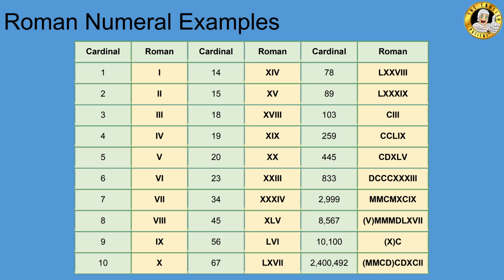2,400,492. So this is a little bit trickier. I need to have the millions and the 400,000s as well. So I'll open bracket and have MM. That gives me 2 million. And then for the 400,000, CD. And then close bracket. So that's 2,400,000. Now I just need 492. So CD gives me 400. And then 90, XC, and then 2, II.